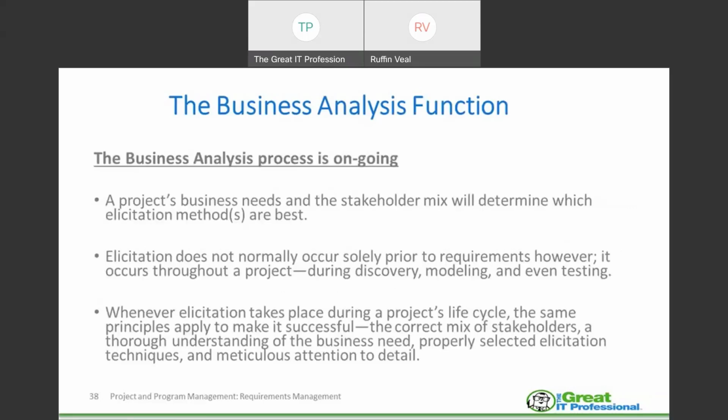Some things to remember about that business analysis function: it's an ongoing process. Okay, as I said before, it's not just gathering information in the beginning and then we're through with it. It's going to be ongoing. It's not going to be something that you gather solely prior to the beginning of the project. It's going to take place throughout the cycle of the project.